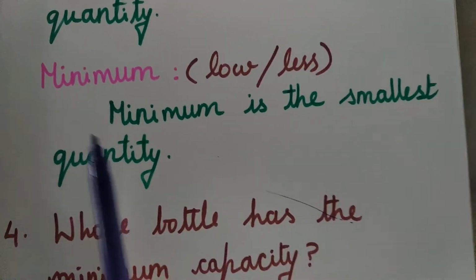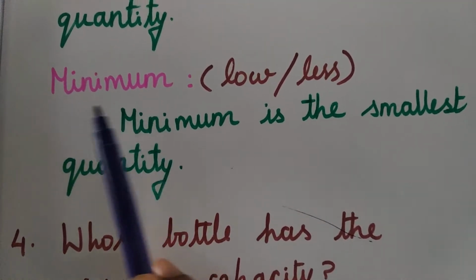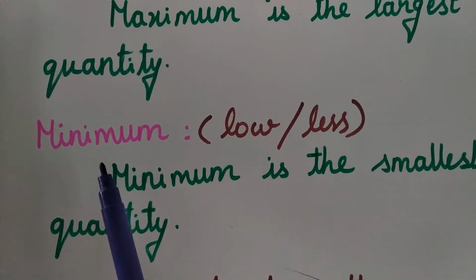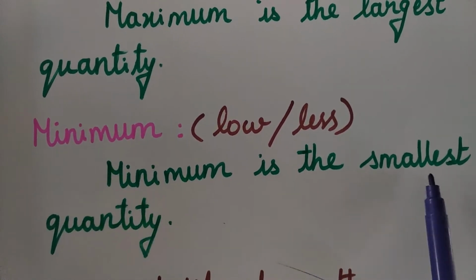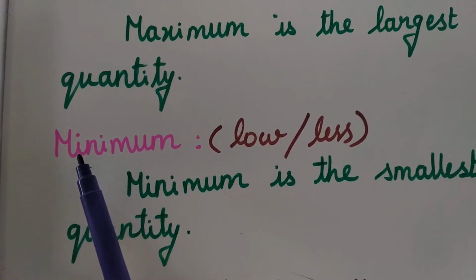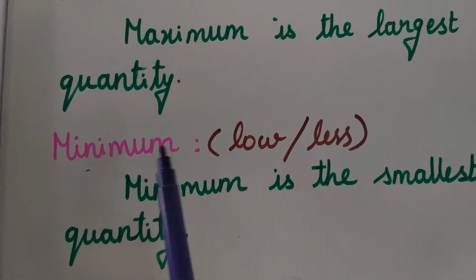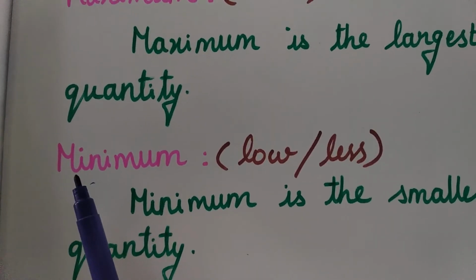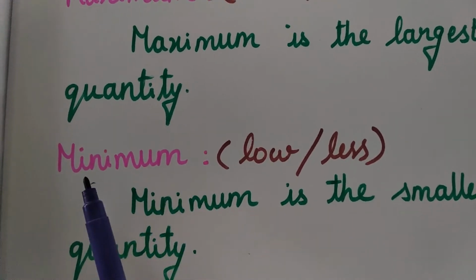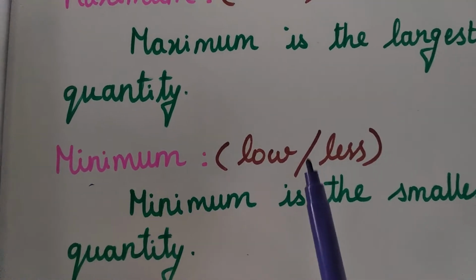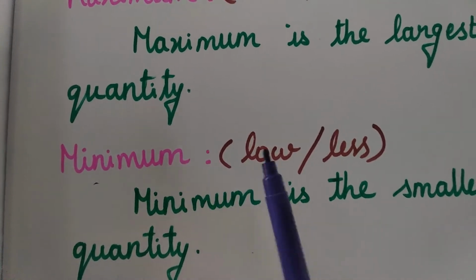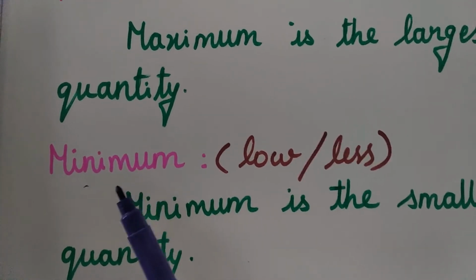And see, Kanna, next one. Minimum. What is meant by minimum? Minimum is the smallest quantity. Spell this word. M-I-N-I-M-U-M. Minimum. Once again, repeat. M-I-N-I-M-U-M. Minimum. So minimum means less or low. Low or less quantity we call minimum.